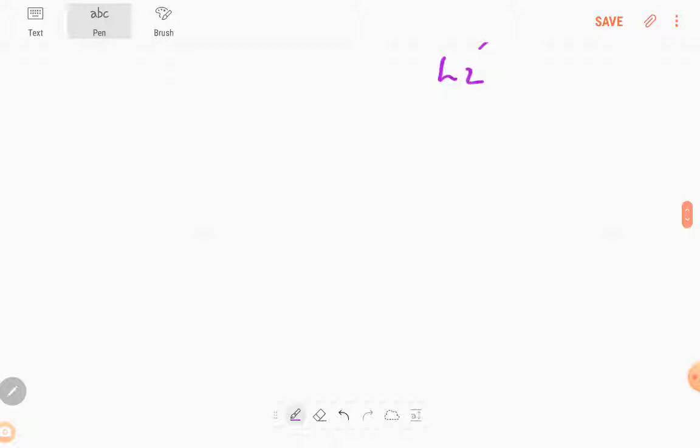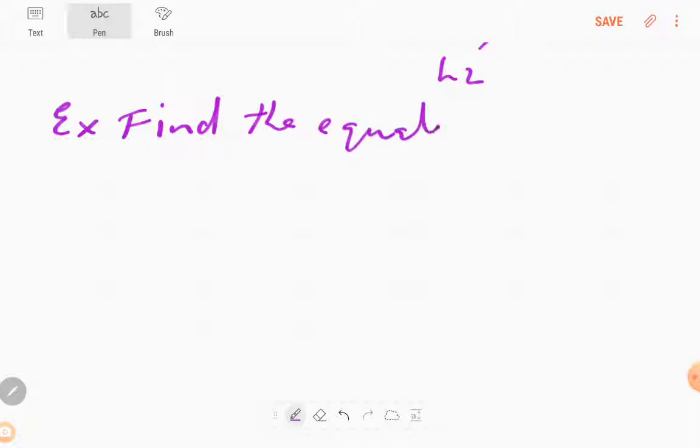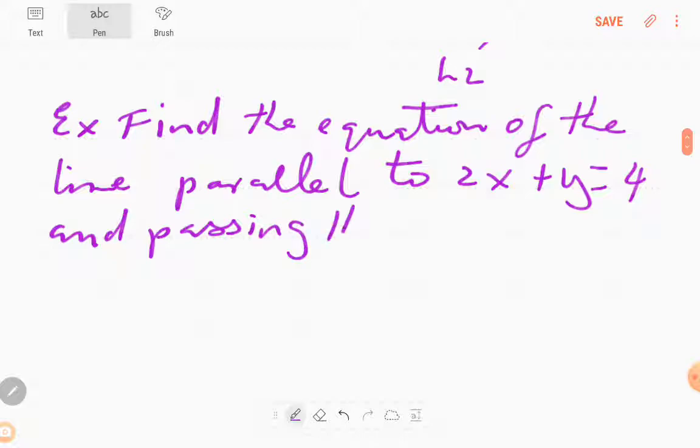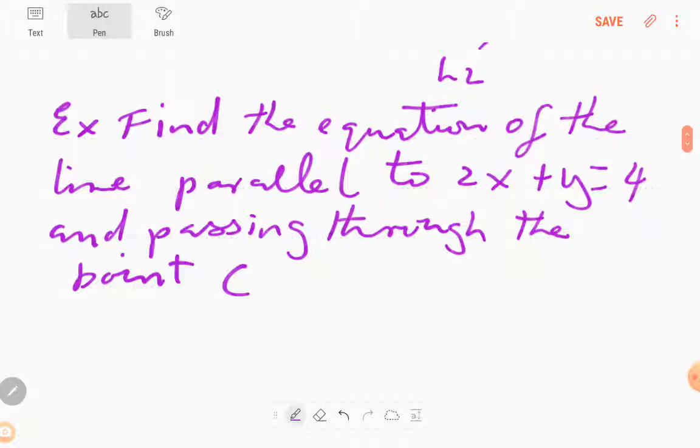For example, find the equation of the line parallel to the line 2x plus y equal to 4, and passing through the point negative 1, 1.